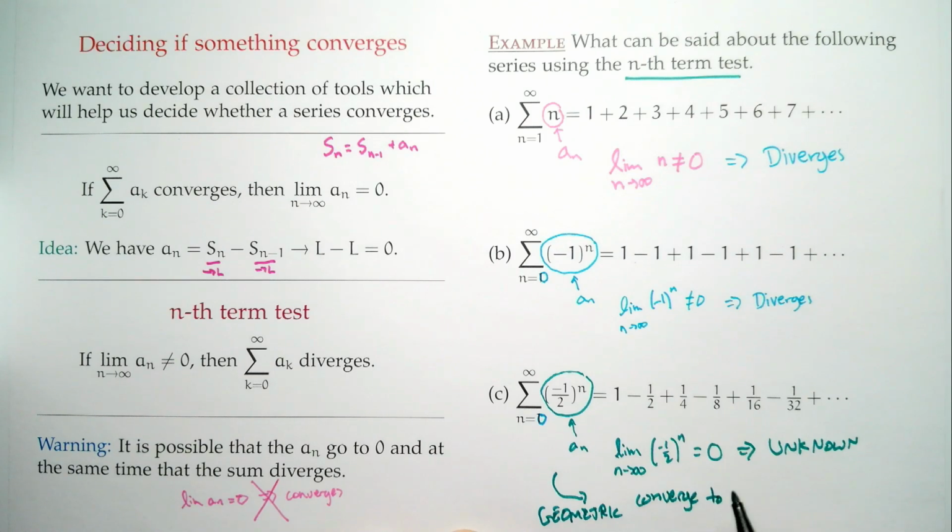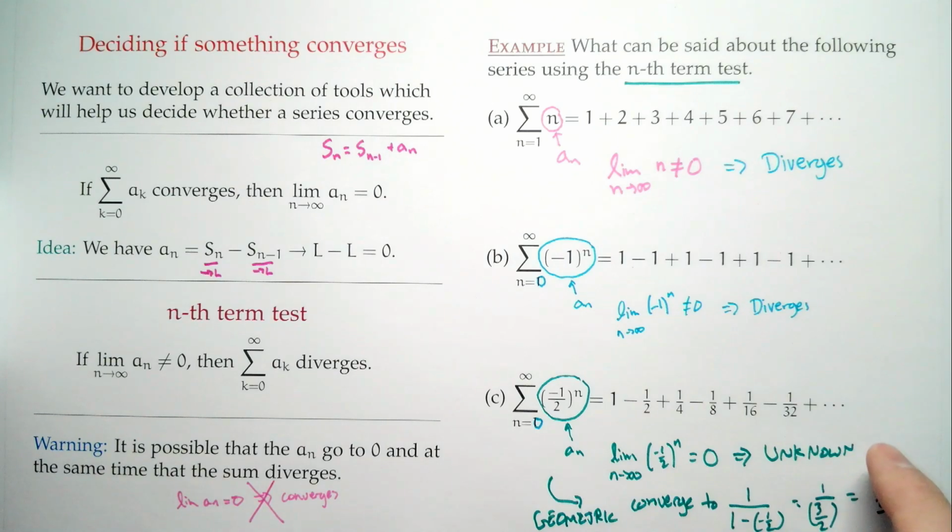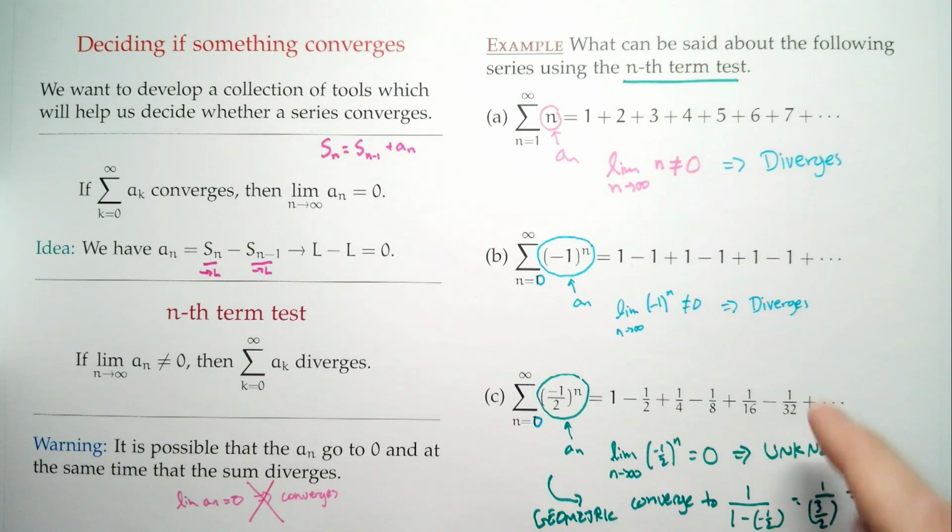And it converges to, the first term is 1, so 1 over 1 minus the thing we multiply at every stage, which is minus a half. So minus minus makes a plus. 1 plus a half is 3 halves, so 1 over 3 halves, which becomes 2/3. So that's what it does converge to. But if we only are using the nth term test, no conclusion. We don't know. Not enough information.